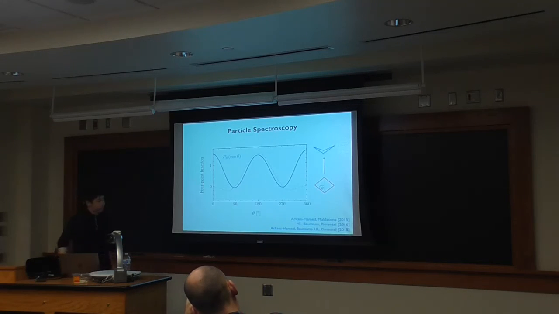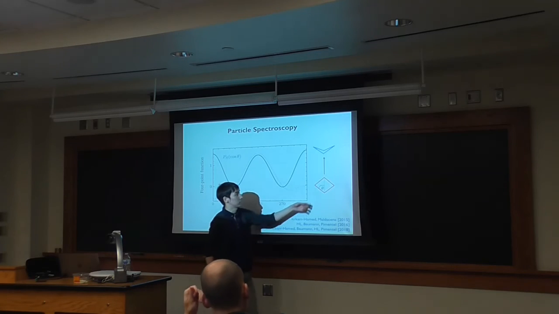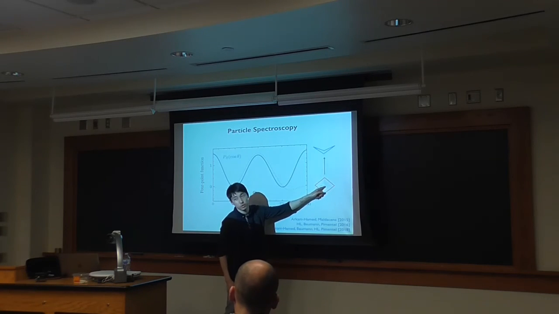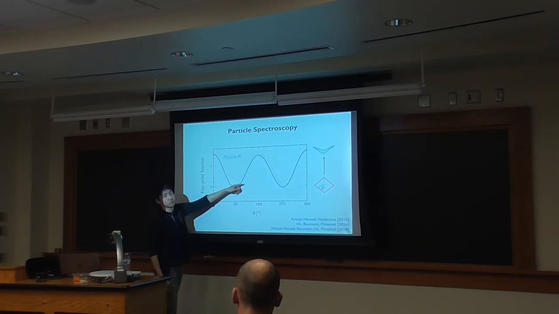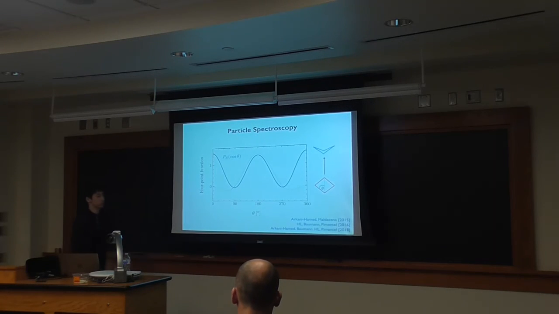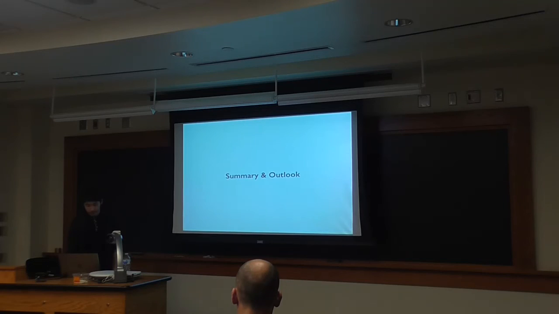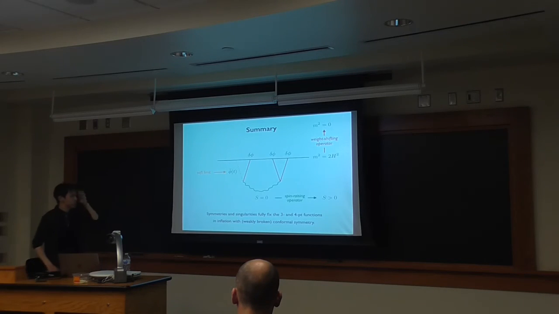And if the intermediate particle has non-zero spin, then you can also look at the angular dependence. For example, if you go to the squeezed configuration and measure the angular dependence as a function of this angle, you will see that the angular dependence precisely becomes the Legendre polynomial in this squeezed configuration. So this is how you can extract the spin of the intermediate particle. So let me now summarize.